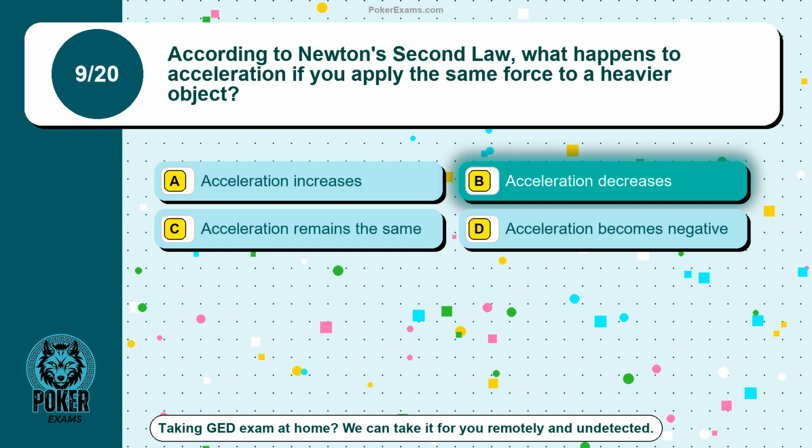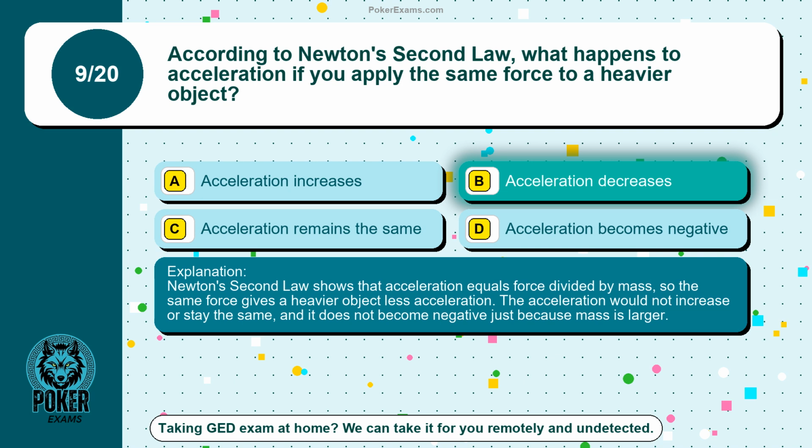The correct answer is option B. Acceleration decreases. Newton's second law shows that acceleration equals force divided by mass, so the same force gives a heavier object less acceleration. The acceleration would not increase or stay the same, and it does not become negative just because mass is larger.